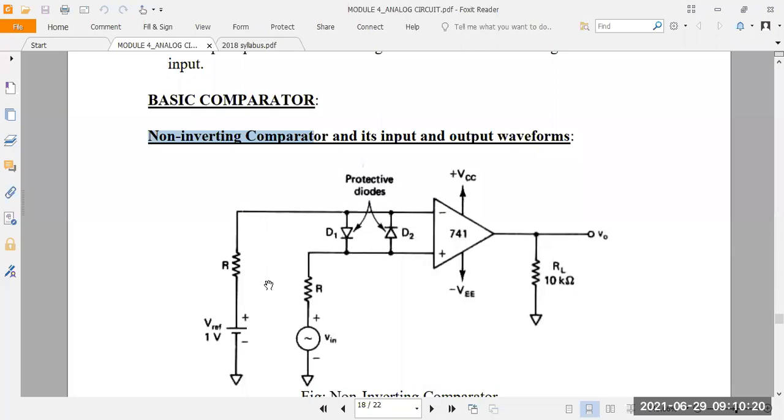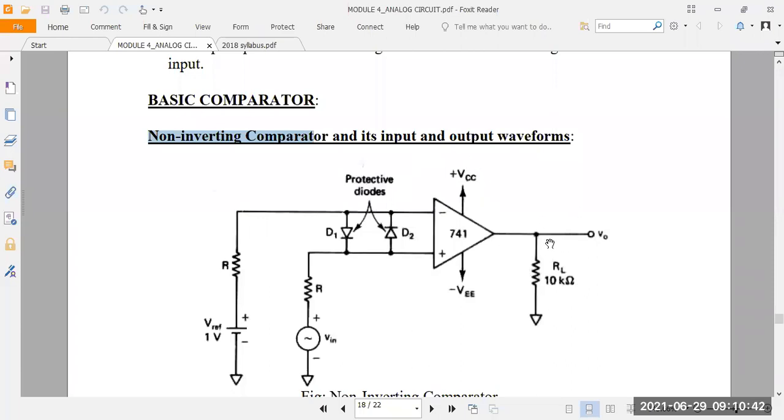Understood? We are not finding any gain here. Only we are going to compare the signals. From that we can convert an AC signal to a square wave signal. It means we can convert a sine wave to a square wave. Understood? So don't write any feedback resistance.